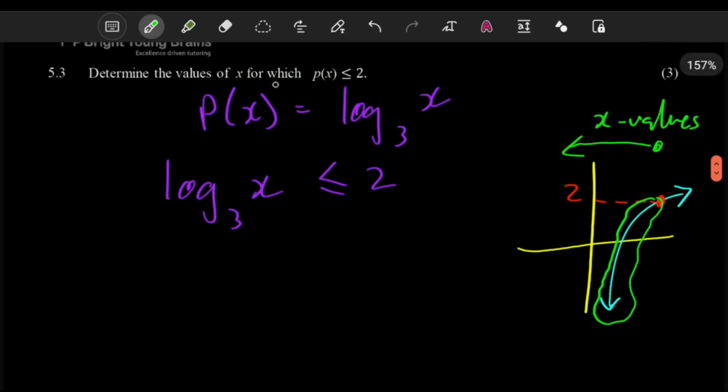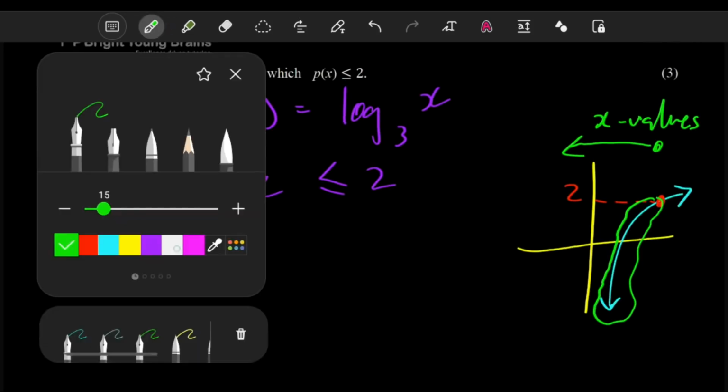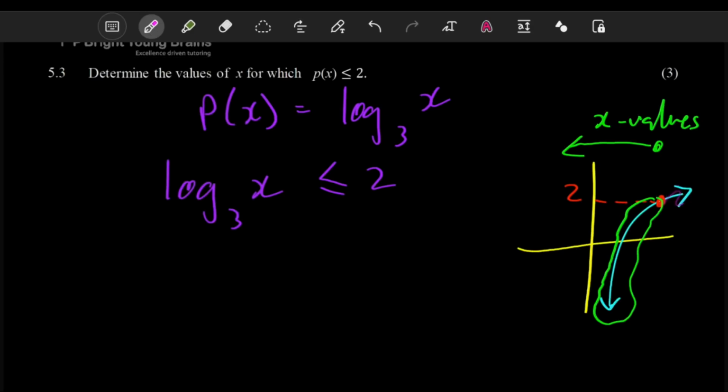Determine the values of x for which this is smaller or equal to 2. If you're going to work out where it's smaller or equal to 2, you might as well find out where it's equal to 2 first. Because if you find out where it's equal to 2, you will find out which x value this is. Then you can say your graph is below 2 starting from this x value all the way to negative infinity. But you may be asking, how did I get the 9?